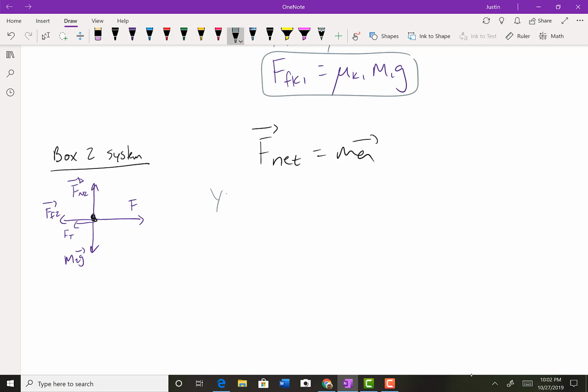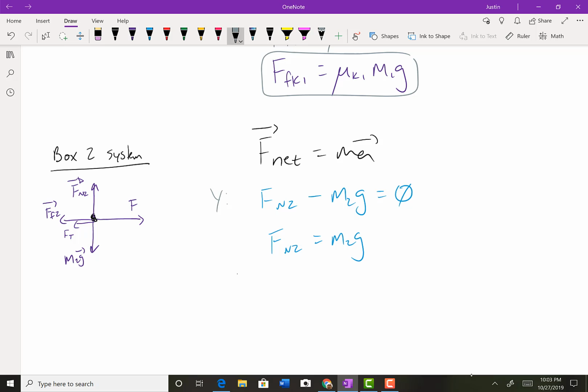I think all I'm going to need is what's in the y direction. If not, I can always go back to it. So in the vertical direction, I'm going to get Fn2 minus m2g equals 0. There's no acceleration in the vertical direction here. So that means I'm going to get Fn2 equals m2g.